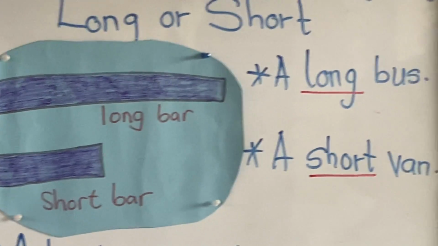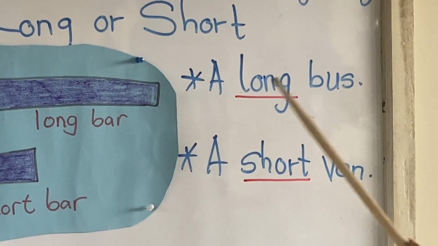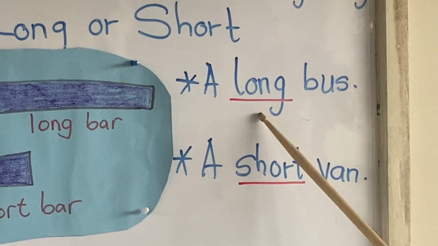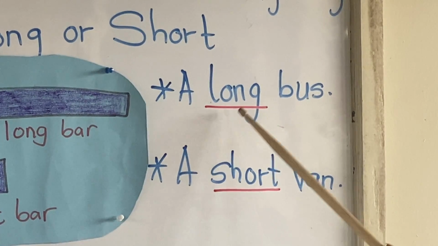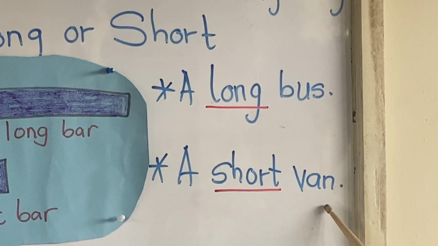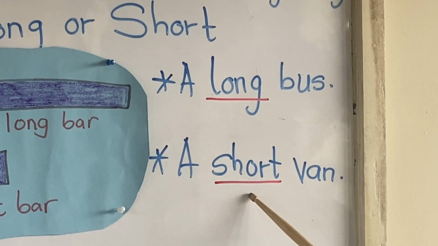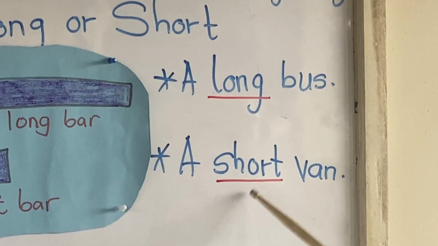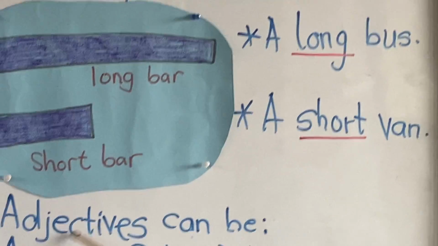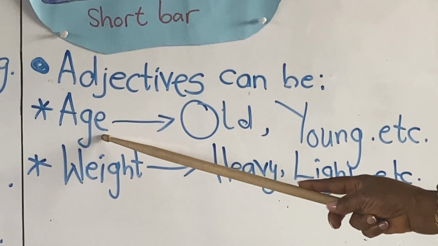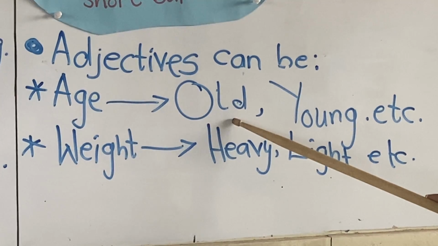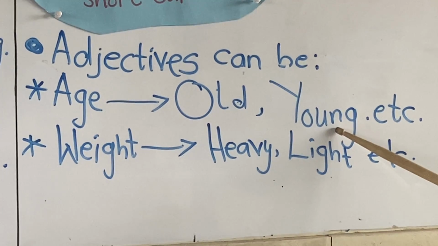Let's look at an example in sentence. A long bus. Long here is an adjective because it is describing the bus. A short van. Short here is an adjective because it is describing the van. We have few examples. Adjective can also be age. An example is an old man, a young girl.